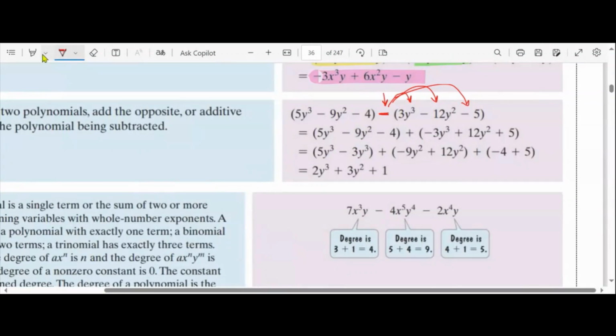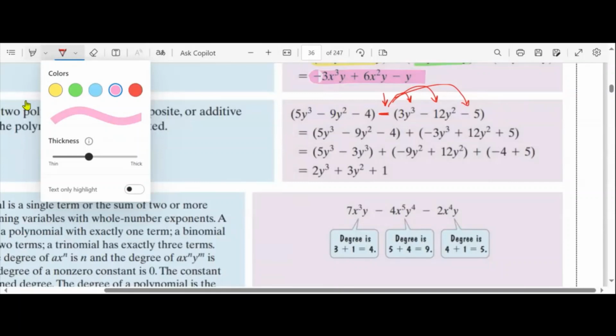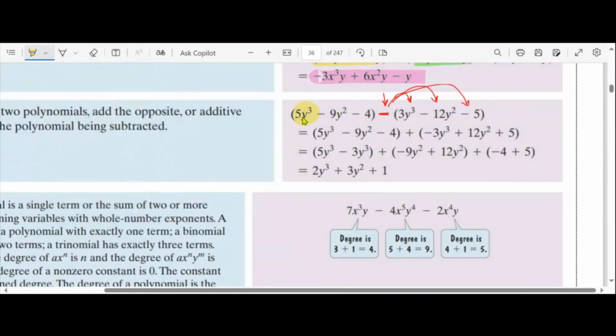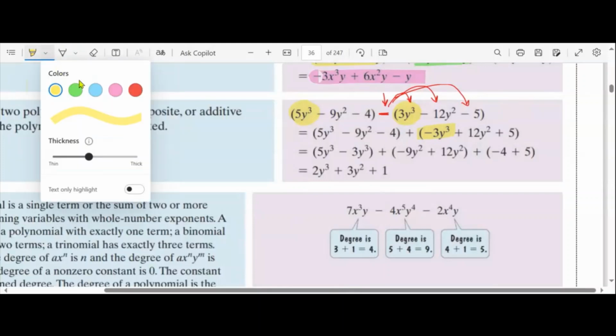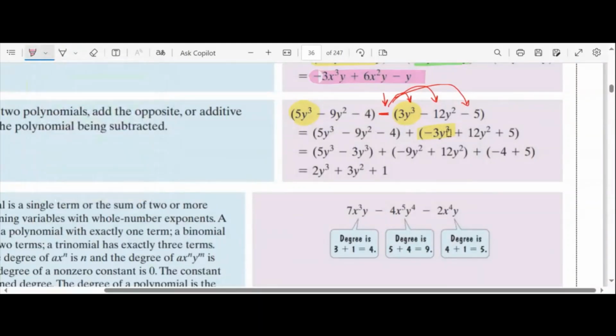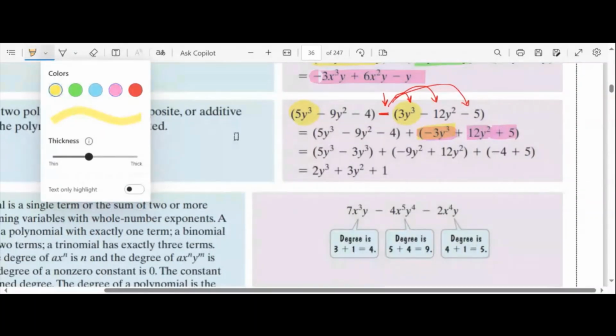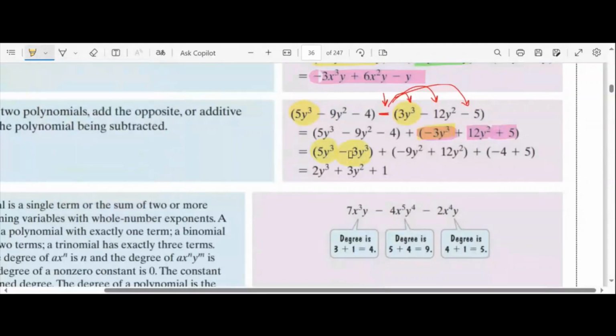Now let's take a look at the term of y cubed. Do we have y cubed here? Yes, but we're going to change the sign for it, right? Okay, so here, as you can see, he changed the sign, right? Do you notice this? He changed the sign, and then he combined the like terms together. Look, you see that? Is this clear?